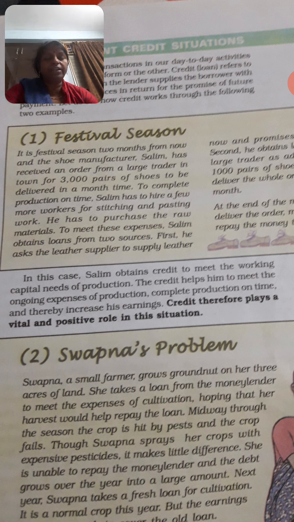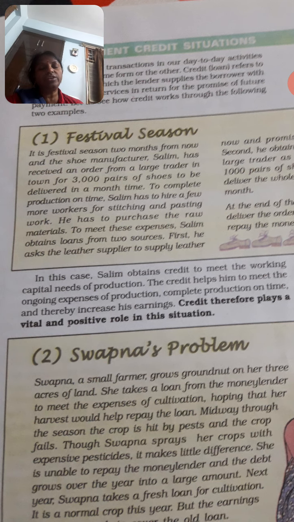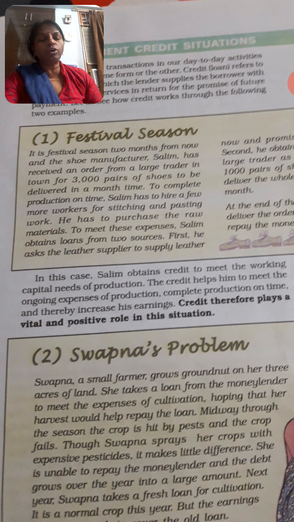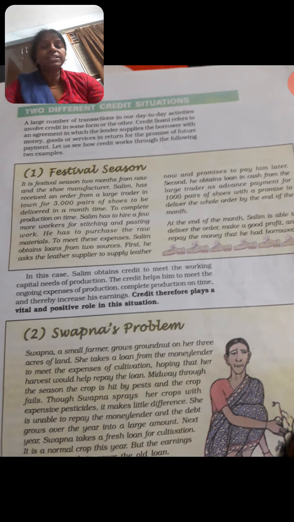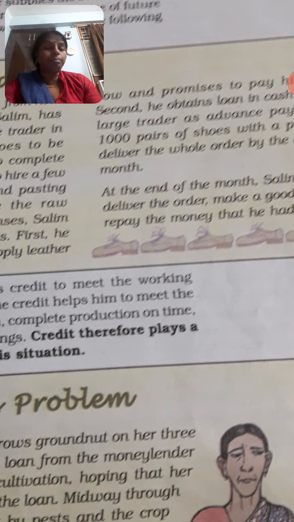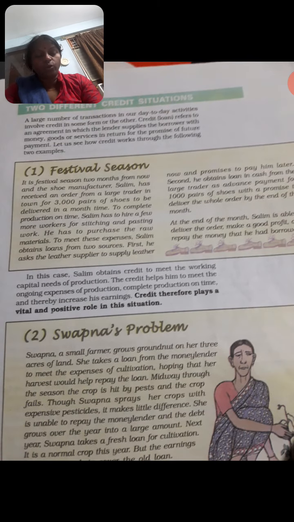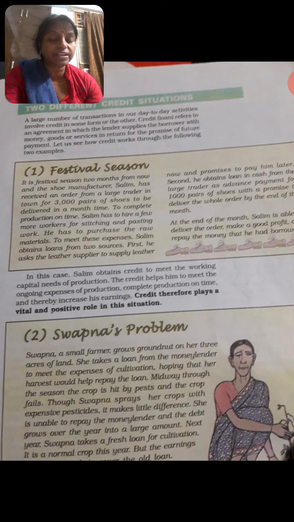So next year Sapna takes another loan for cultivation of the crop, and this time she does not have a bumper crop, it is a normal harvest this year. But she has to repay the previous loan as well as the present loan. So she has to sell a part of her land to repay the loan or pay off the debt, but still she is not able to pay the previous loan as well as the present loan.